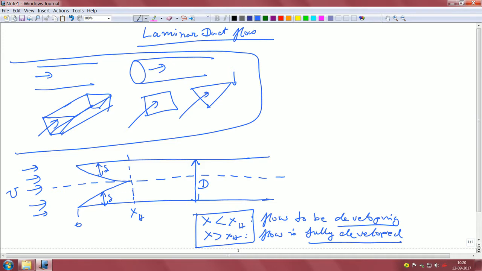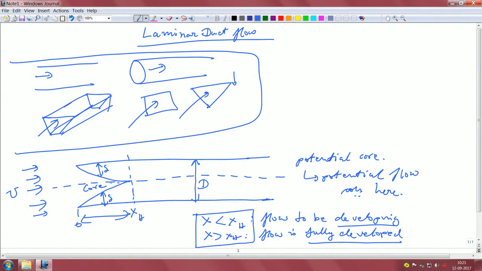The interesting part is the developing region of the flow. What do you see at the center? This region is called the core, or in other words the potential core. Why is it called the potential core? Because the viscous effects are not important here. So, you can apply the potential flow solution which you learned in your fluid mechanics course, there is no problem.